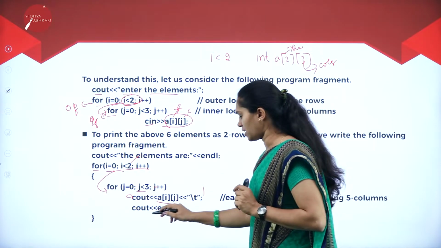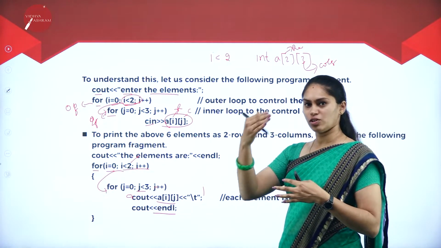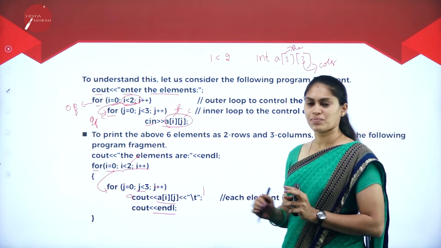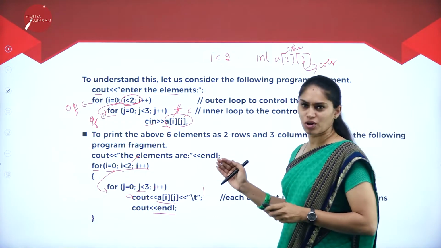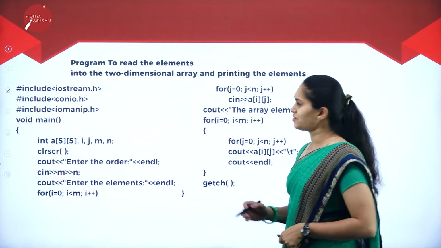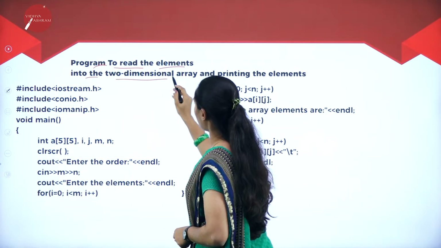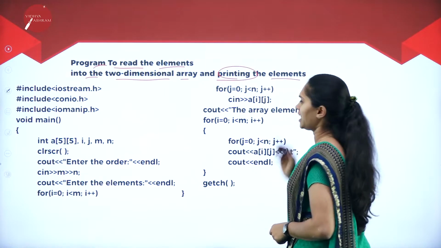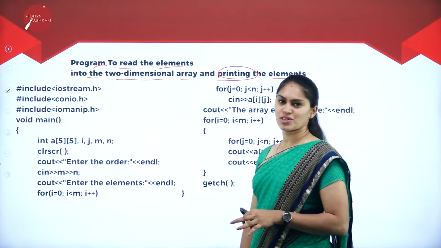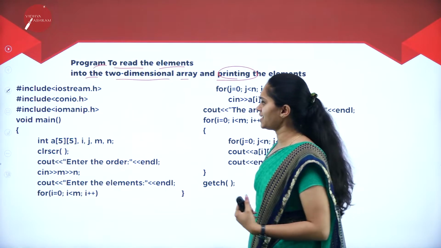At last, it will come to the end of a line. It will leave one line of space after one row. Then we are going to take another row's elements. So let me make you understand this concept along with a C++ program. Here we have a C++ program to read the elements into the 2-dimensional array and print the elements. We are reading the elements into the 2-dimensional array, and again we are displaying the content of the 2-dimensional array. So we'll see the program.